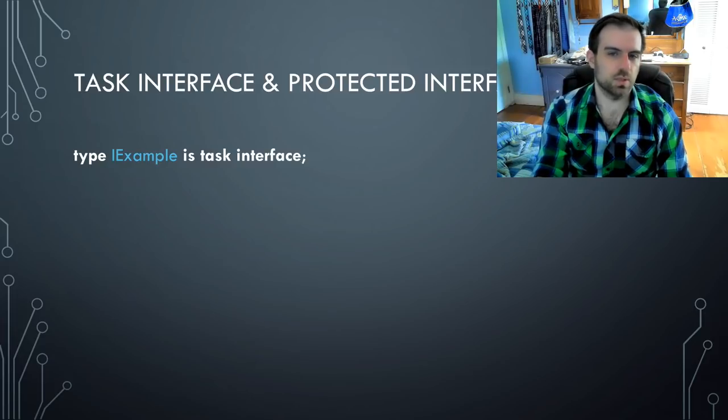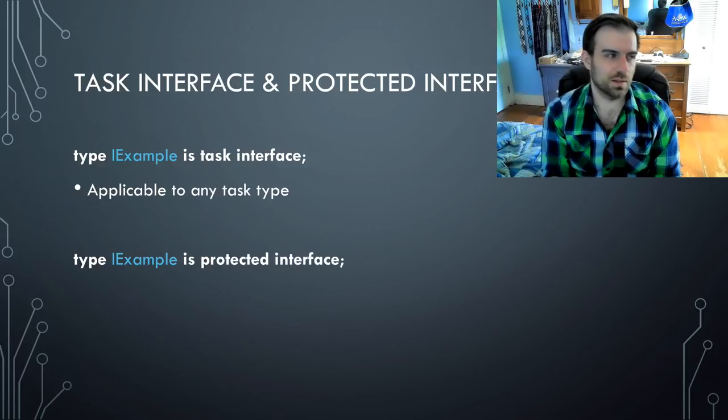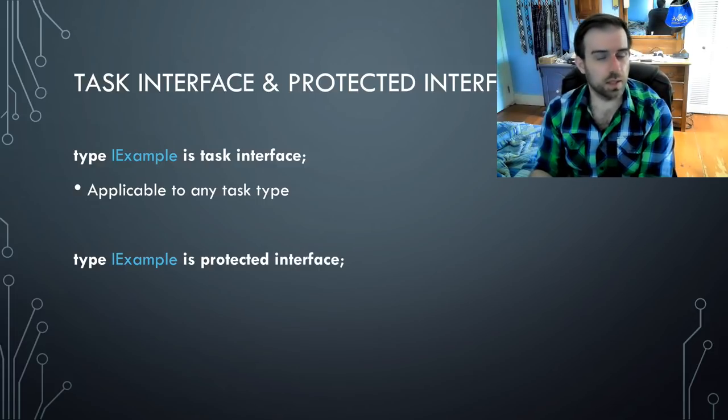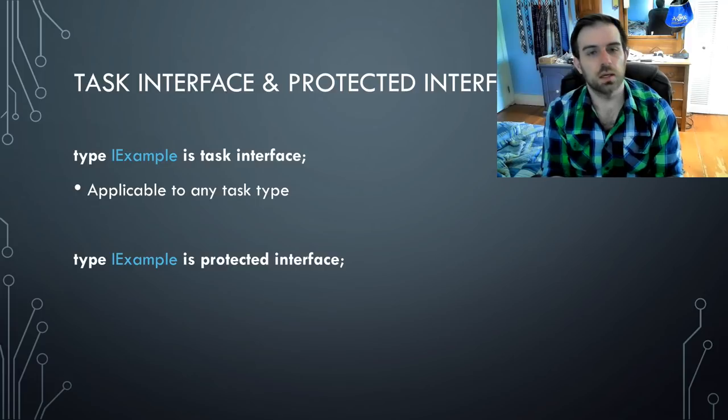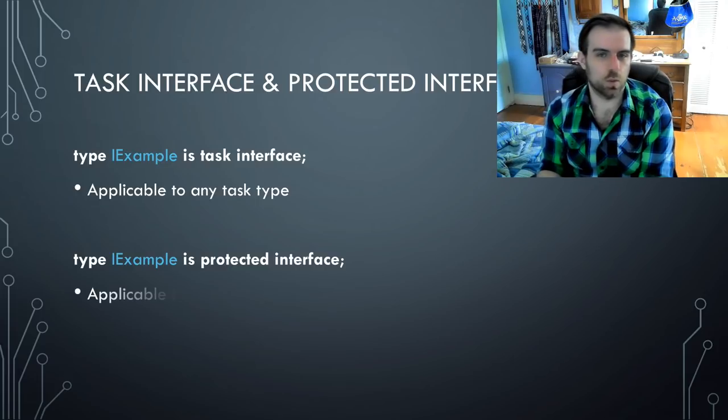And then you have task and protected interfaces, which are just more specific versions of the synchronized. So if you have an interface that can be applied to either a task or a protected type, you'll want to use synchronized. If it should only be on one of those, you can use the specific task or protected.